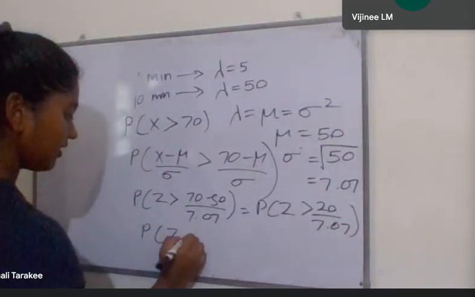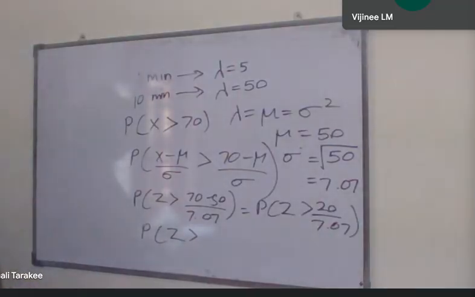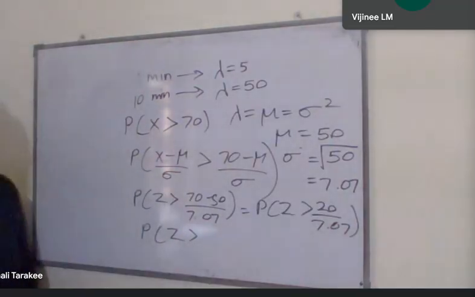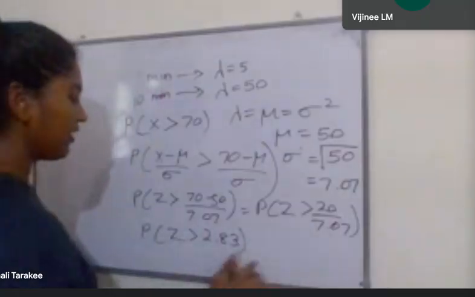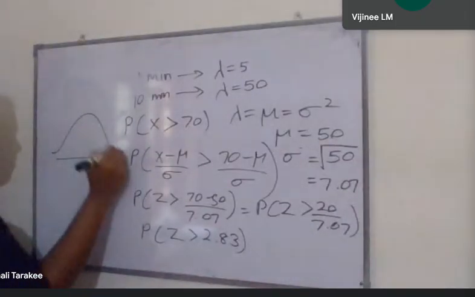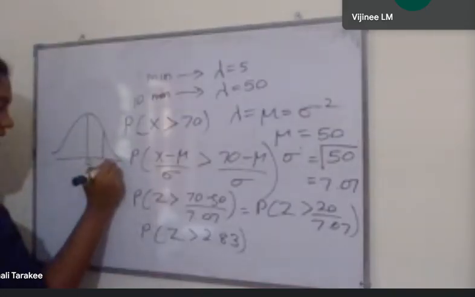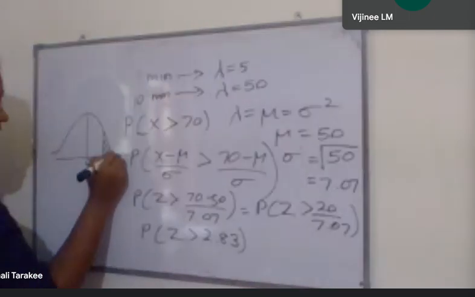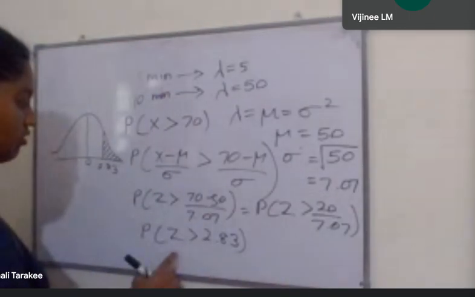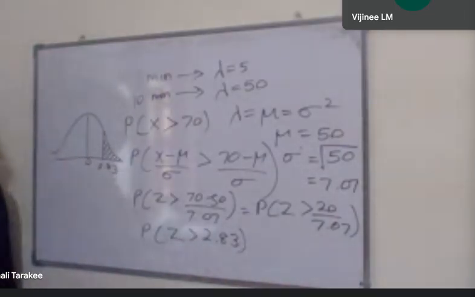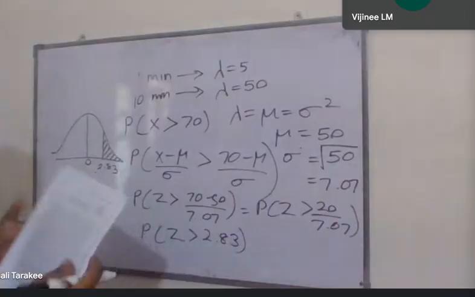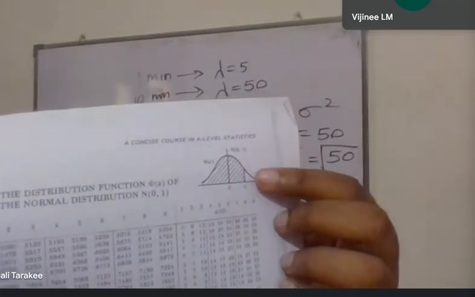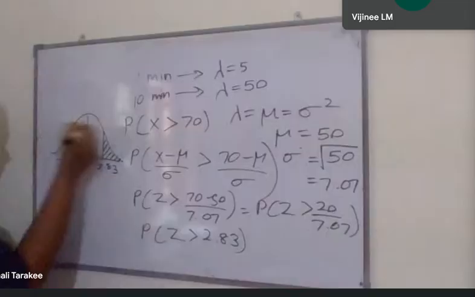So once you solve this one, you get 2.83. Now Z should be greater than 2.83. So if this is 0 and this is 2.83, they are asking about this area. So Z should be greater than 2.83. And now in the distribution, I hope you can see, here they are giving the probabilities to this side, the left side.